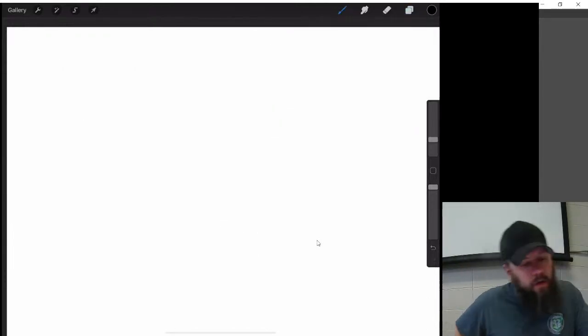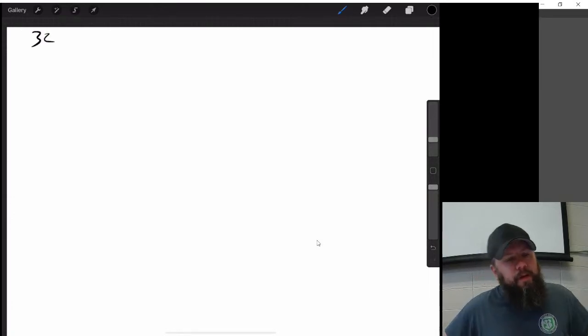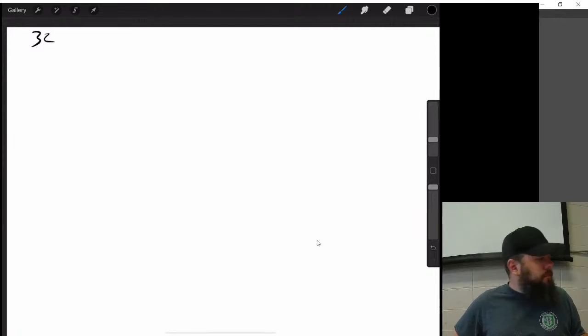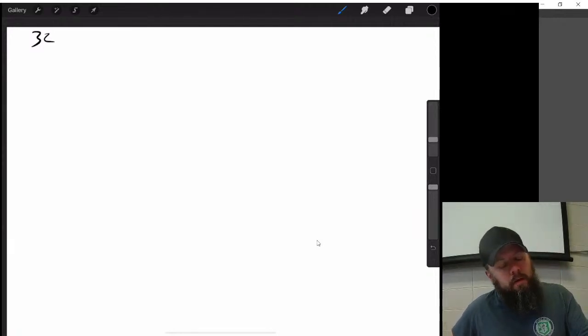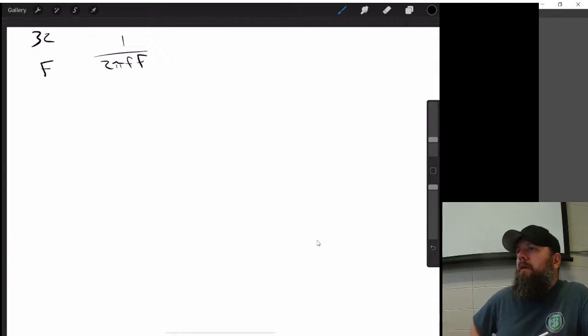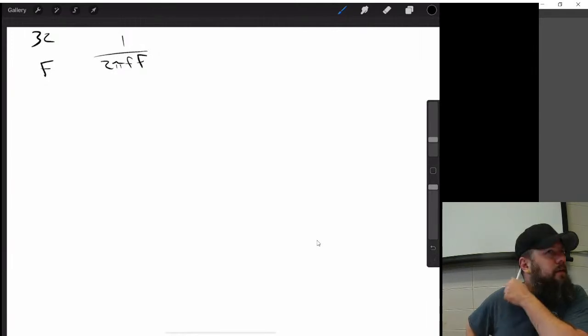On page 32, when I said 1 over 2 pi times frequency times capacitance, I shouldn't have put a C there. I should have put an F there, a big F. All right.